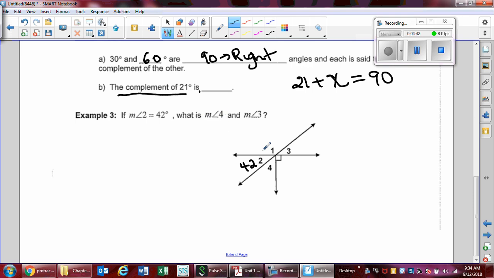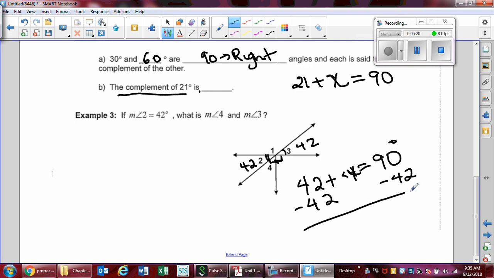And what is the measure of angle 4 and angle 3? So clearly you can see 2 and 3 are going to be your vertical angles, right? They're equal to each other. So angle 3 is going to be 42. But knowing that this is 90 degrees, I also know this has to be 90. So to find angle 4, I will do 42 plus the measure of angle 4, whatever that is, equals 90 degrees. So this is kind of an x. Okay, don't add the 4 into it, because I use the 4 to label the angle. Subtract 42 from both sides, and you guys can find the answer.